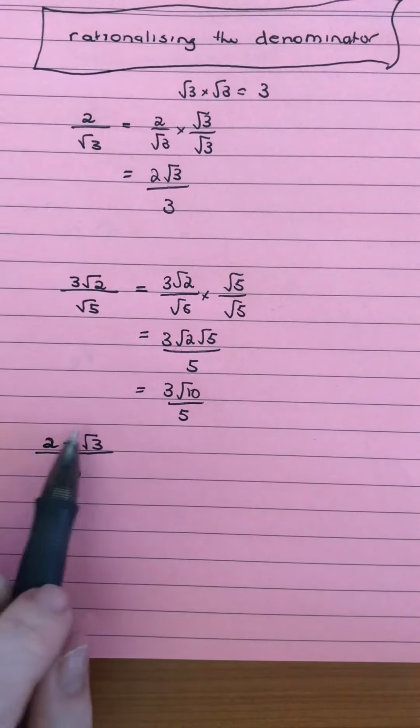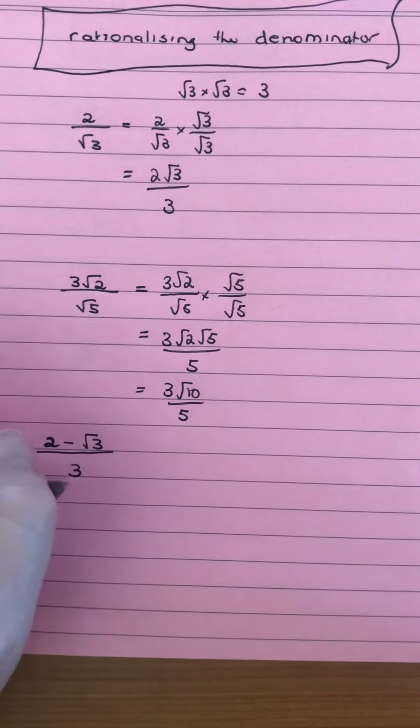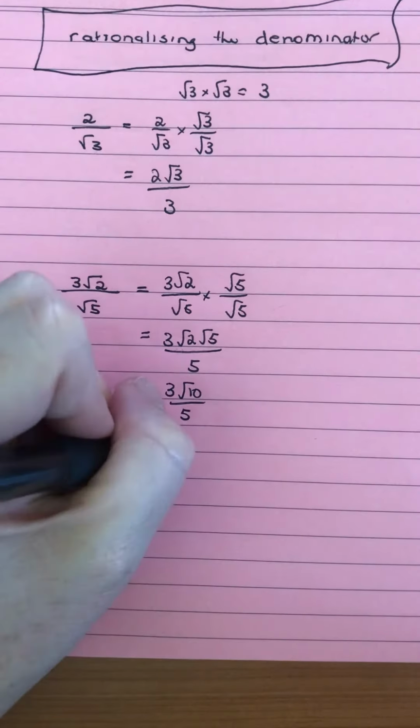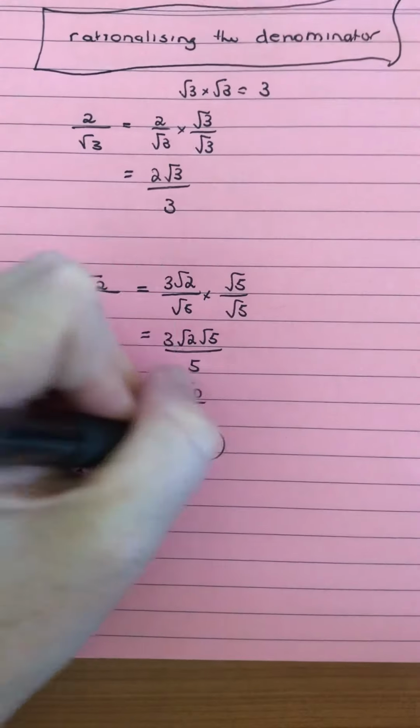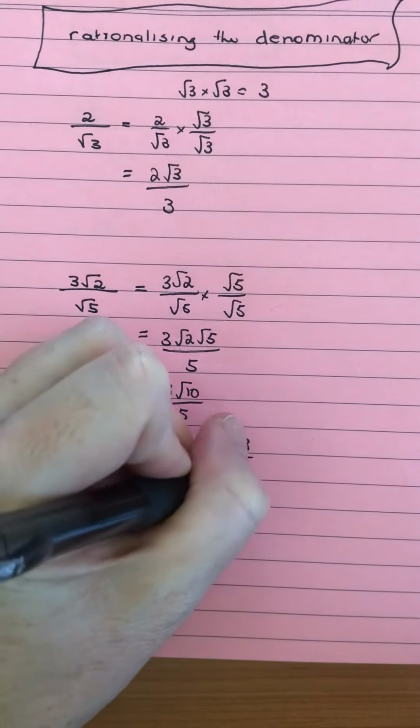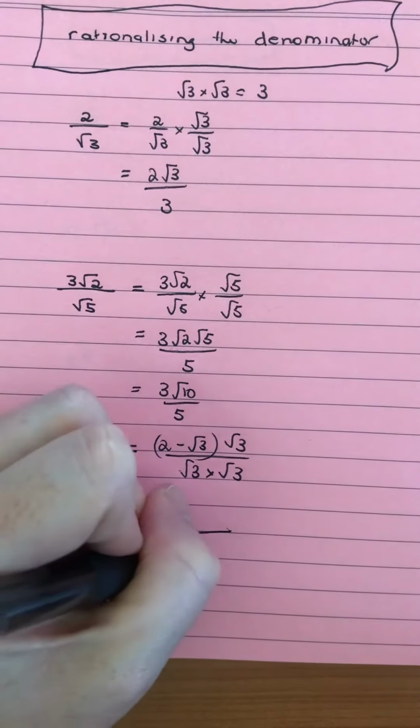This one here, we've got 2 minus root 3 on root 3, and I think I meant to write a root 3 there. So we'll pop that in, because otherwise, pointless question. So multiplying the top by root 3 and the bottom by root 3. So that means we're going to be left with a 3 on the bottom.